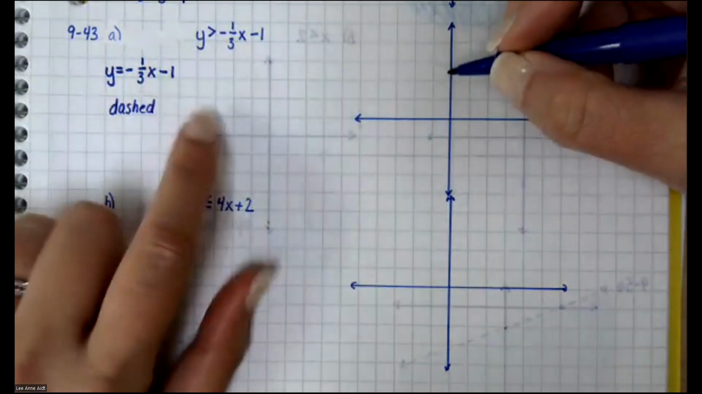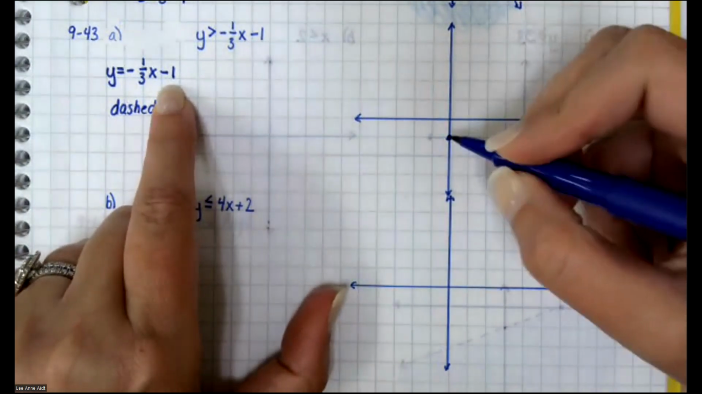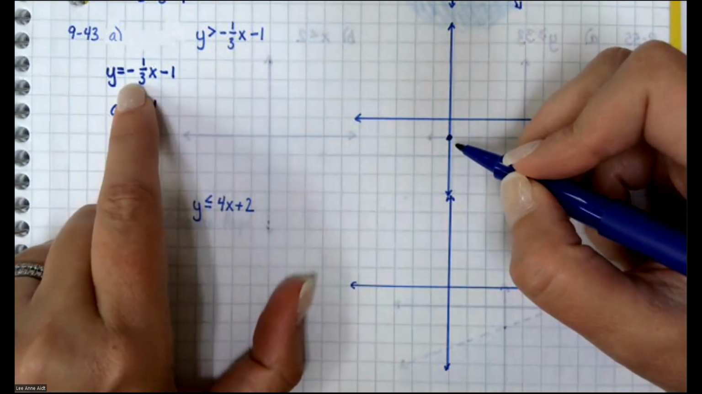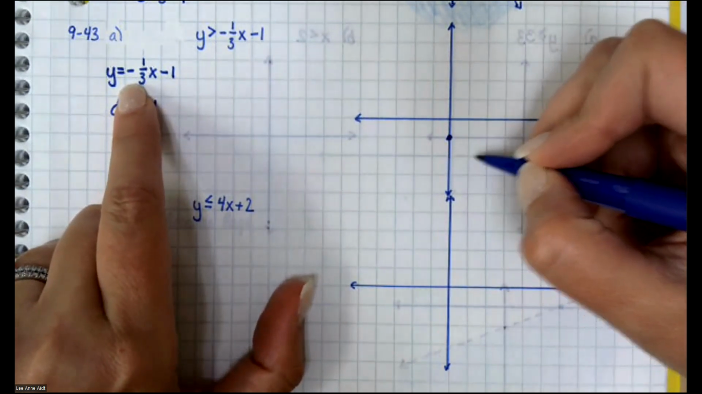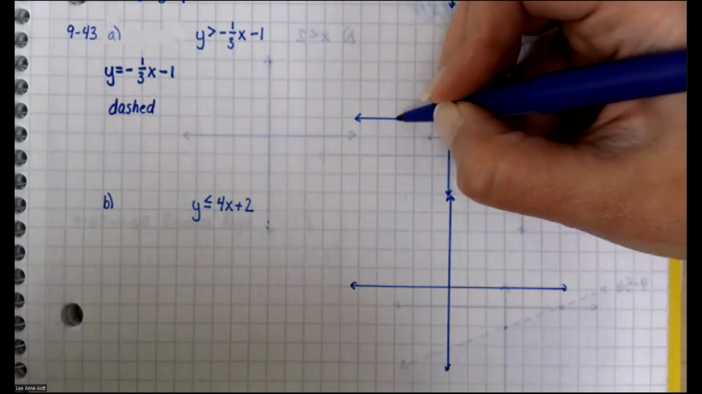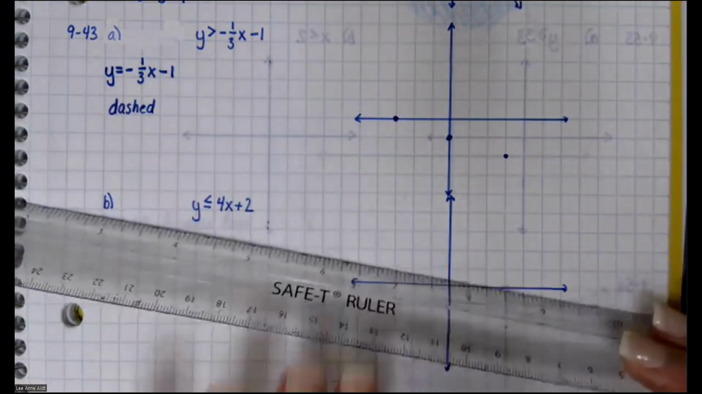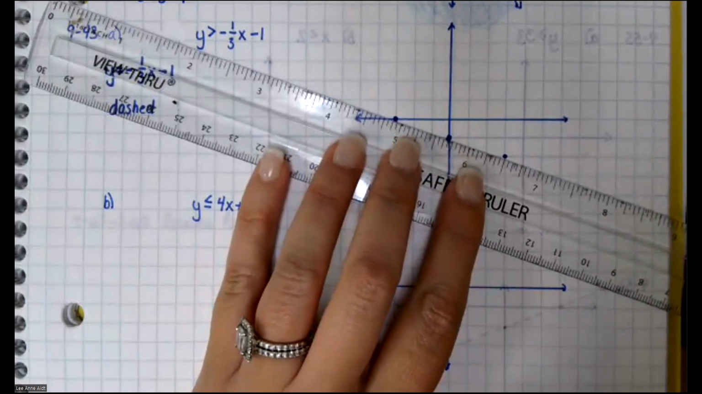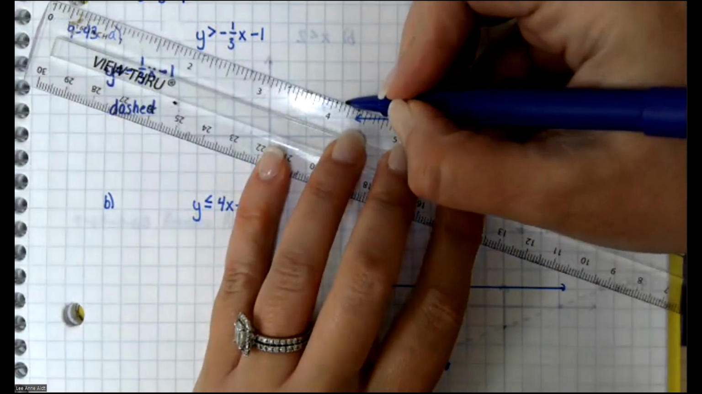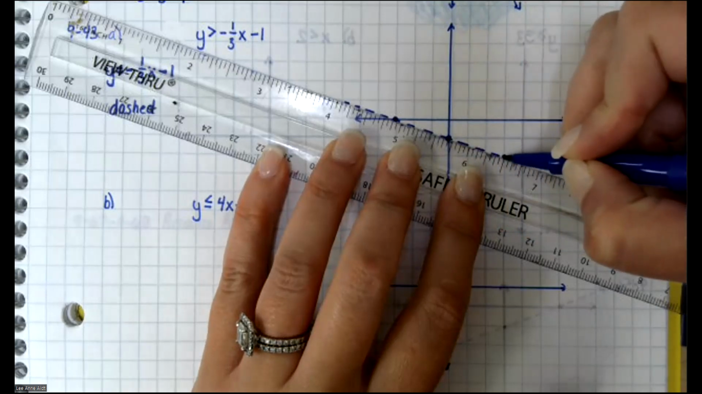Okay, so let's remind ourselves how we graph this. So go down 1 for the y-intercept. And then the slope is -1/3, so you go down 1 over 3. And I like to go up 1, back 3. Look, I remembered to dash. I'm so proud of myself.